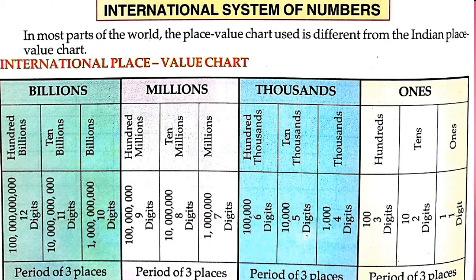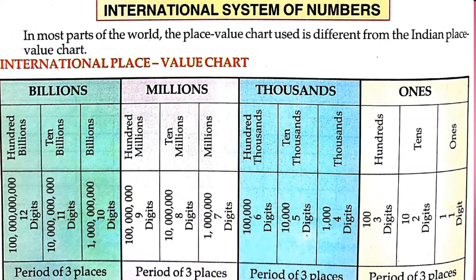And the third period is the millions period. In this period there are also 3 columns. First is the millions column, second is the 10 millions column, and third is the 100 millions column. Likewise, in the billions period there are also 3 columns. First is the billions column, second is the 10 billions column, and third is the 100 billions column.